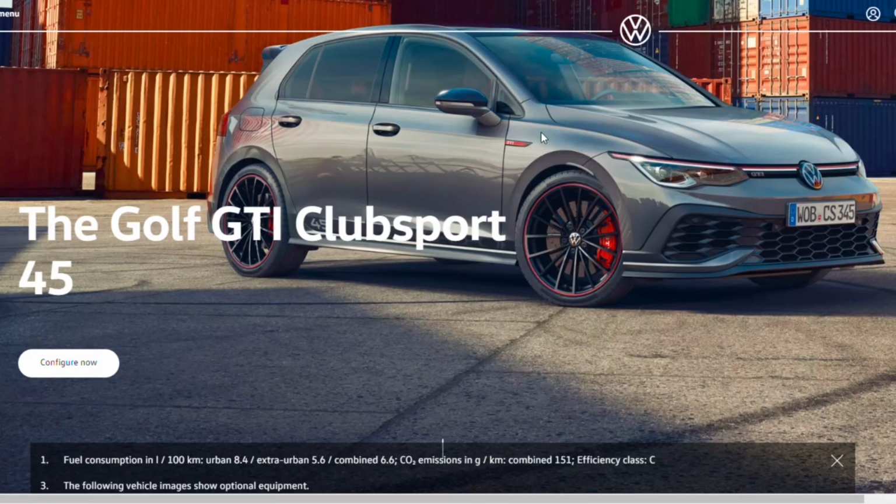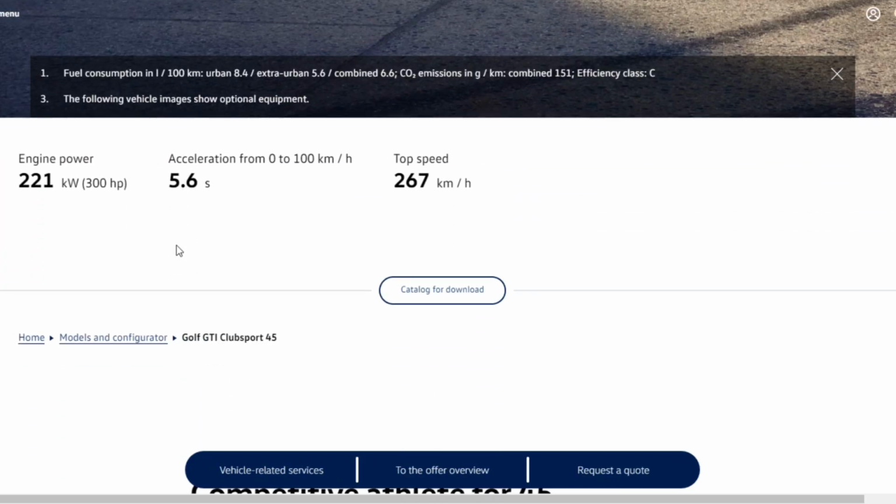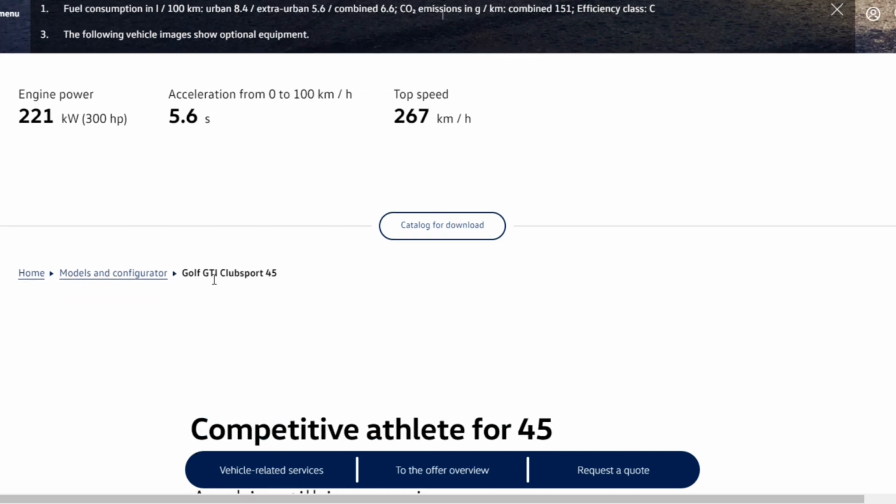And it shows the Golf GTI Clubsport 45. Looking fantastic, as you can see from the image there. If we scroll down, you get a little bit more details about the car. 221 kilowatts, 300 horsepower, 0-60 in 5.6 seconds, top speed of 267 kilometers an hour. So not a slow car. On par with my Mark 7 Golf R in terms of power, 221 kilowatts from that same EA888 engine. This is an Evo 4 guise engine, if you're interested.